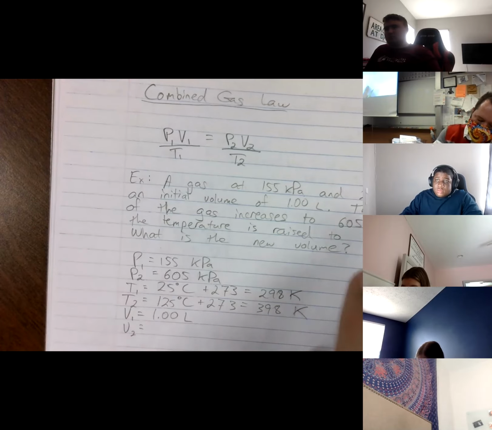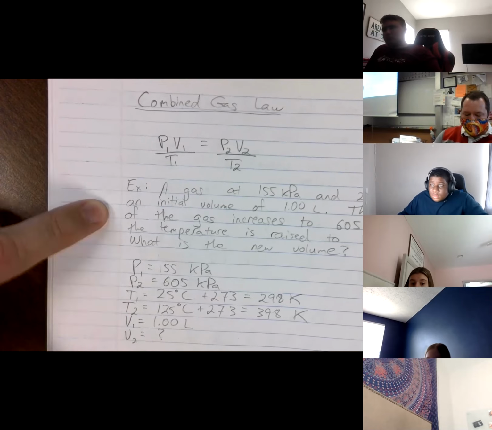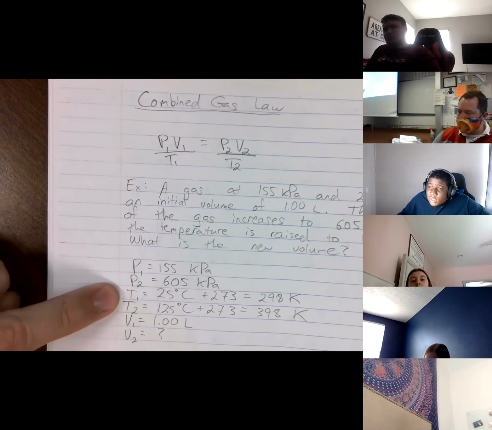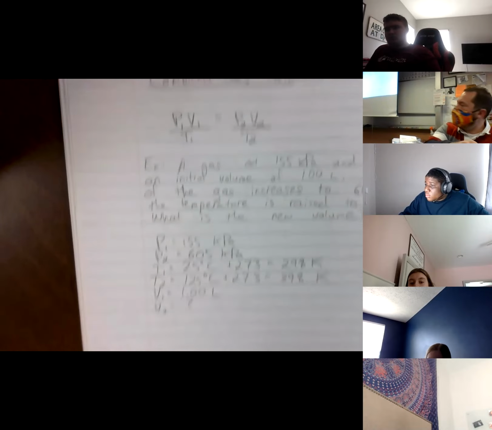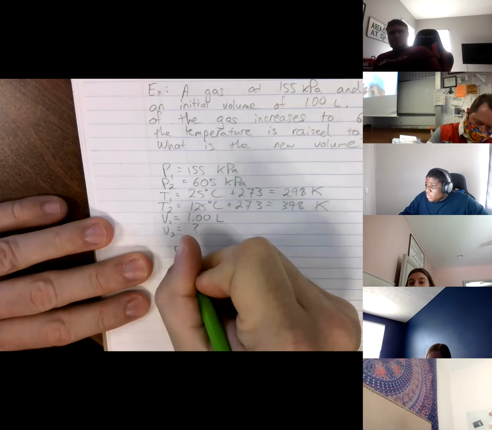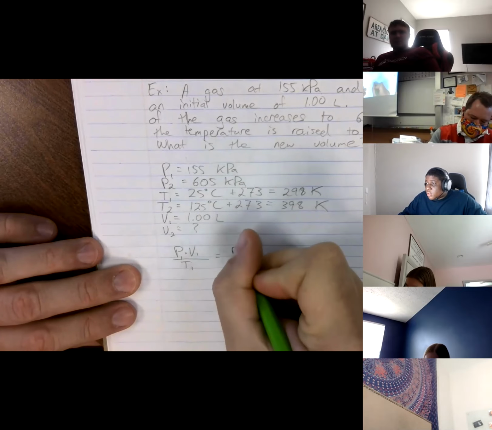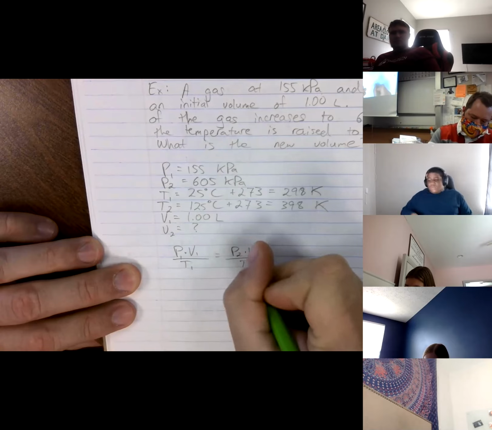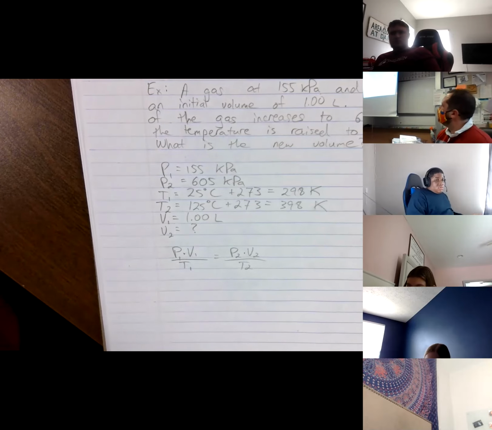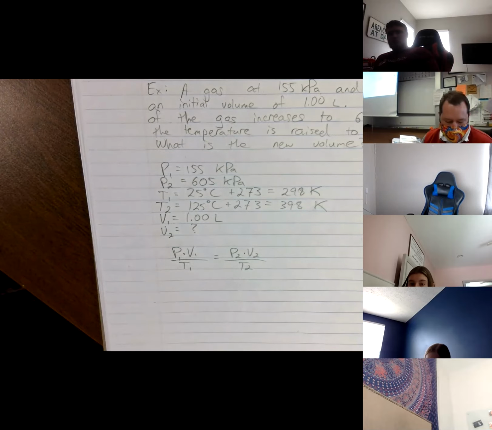Finally, what is the new volume? So our second volume there is unknown. All right, so that's what we're trying to solve for. Whenever we have all three variables, pressure, temperature, and volume, we're going to need to use that combined gas law. So there's that P1 V1 divided by T1 is equal to P2 V2 divided by T2.